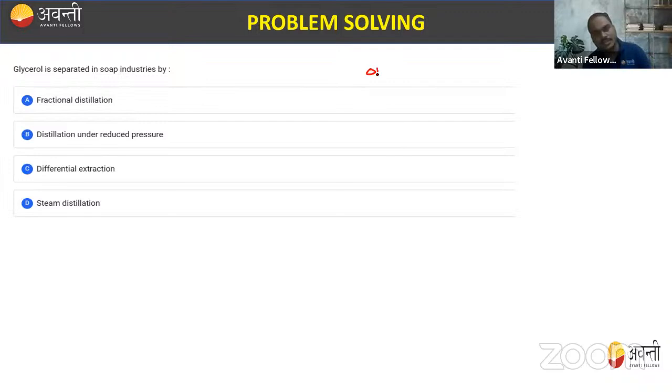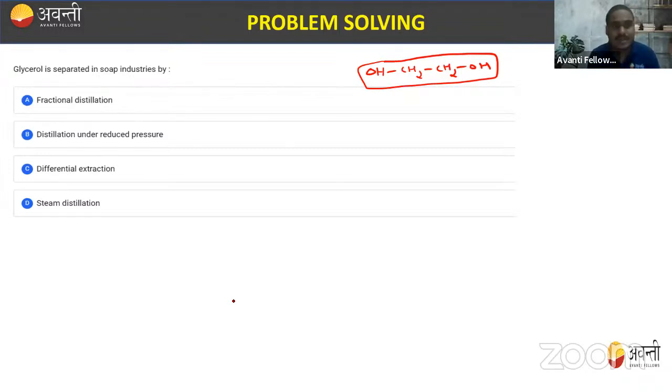Glycerol क्या होता है? This is the structure of glycerol, that is CH2OH, CHOH, CH2OH. So, you have to tell glycerol is separated in soap industries by which method? Fractional distillation, distillation under reduced pressure. ये टॉपिक आप लोगों ने कवर किया होगा जब आप सेपरेशन वाला पार्ट पढ़ रहे होगे, कि किस तरीके से कंपाउंड को हम सेपरेट करते हैं, राइट? So remember बेटा, glycerol is separated in soap industries by distillation under reduced pressure, right? So remember this point, they are separated under reduced pressure.